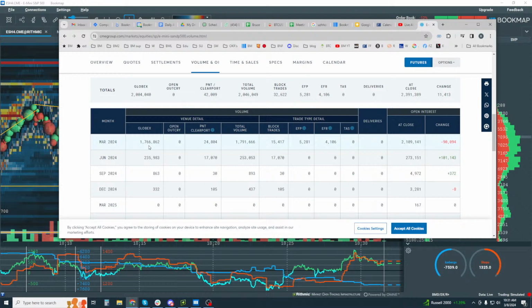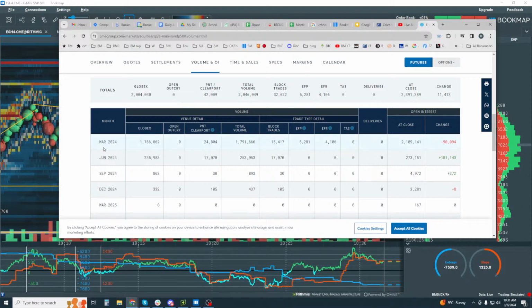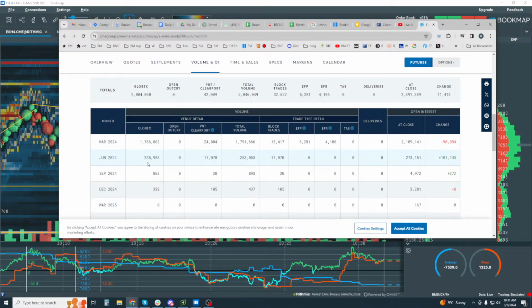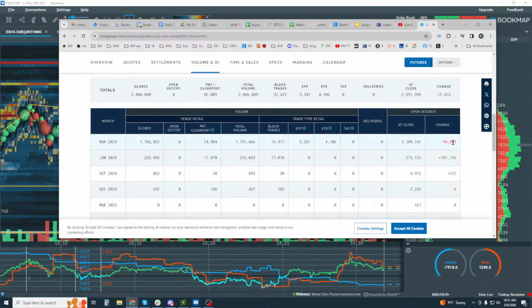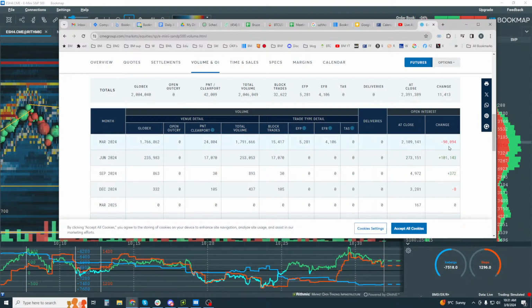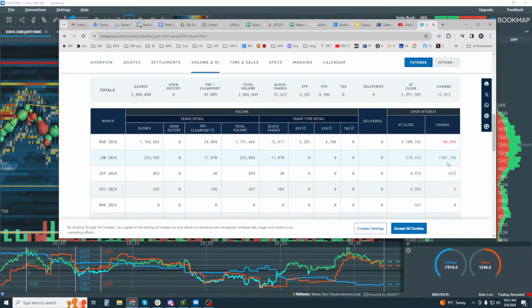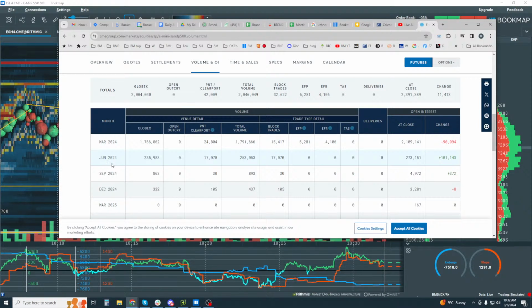It's by far the most still trading at the March contract. There's our information. The June contract, we're at 200,000. It's just a small percentage of the March contract right now. But look at the open interest. See how like 90,000 was pulled out? There's less open interest, and 100,000 over here. So open interest is starting to roll over into the June contract. And that's how to do it.